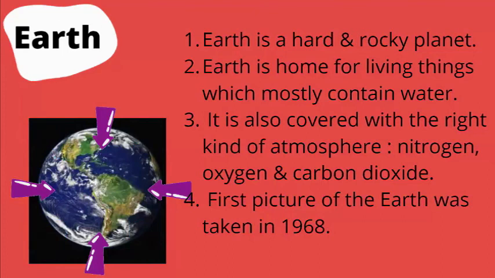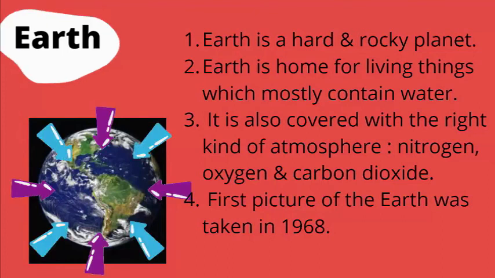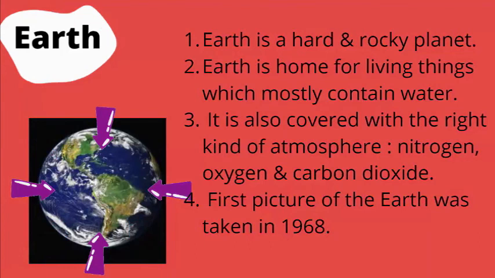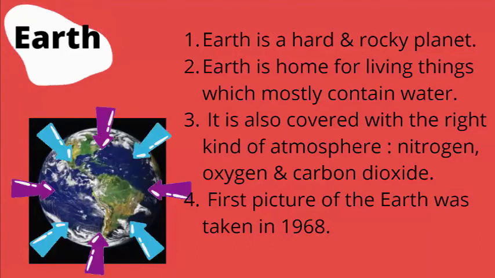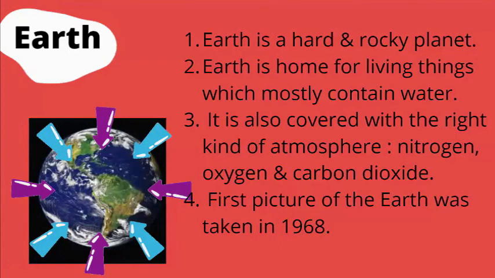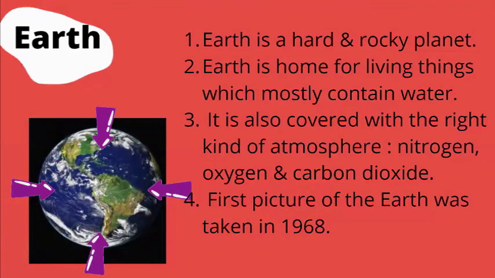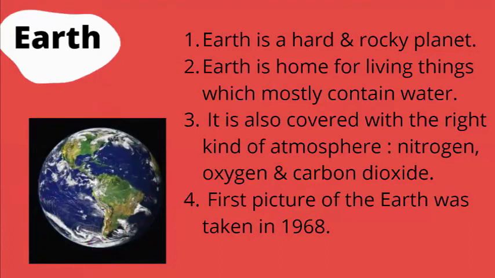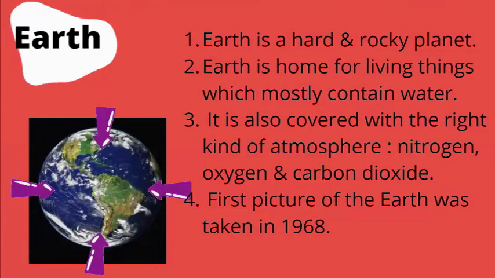Earth is home for people, plants, animals, and other living things because it has both water and the right kind of atmosphere. The highest temperature ever recorded on Earth is about 60 degrees Celsius, and the lowest recorded temperature is about minus 85 degrees Celsius. Do you know when the first picture of the Earth was taken? It was taken in 1968 by American astronauts when they were traveling by spacecraft to our moon.